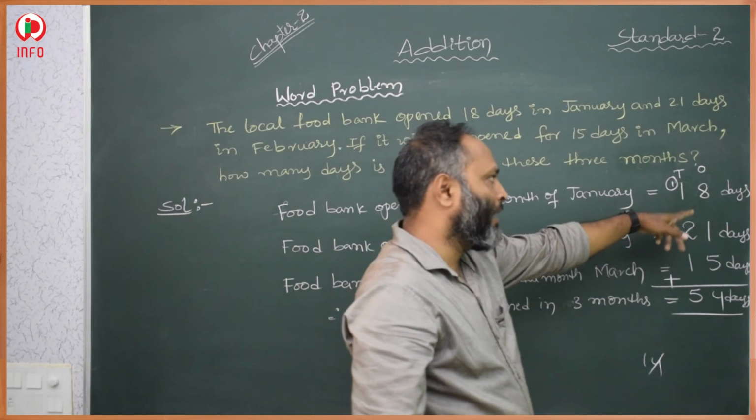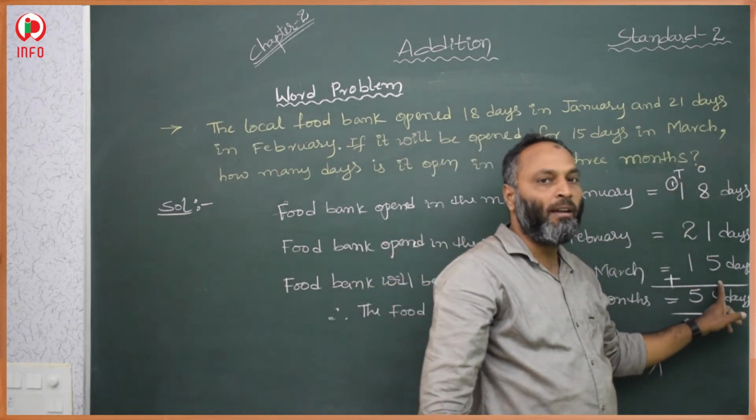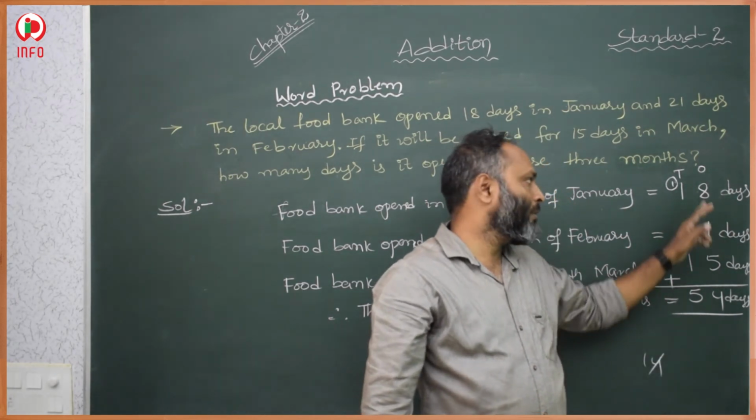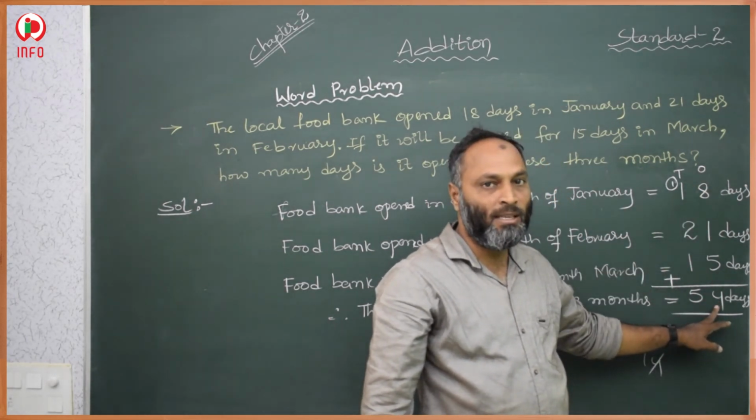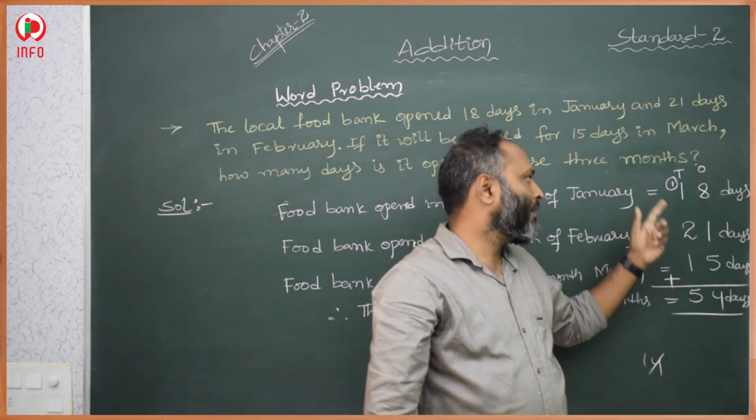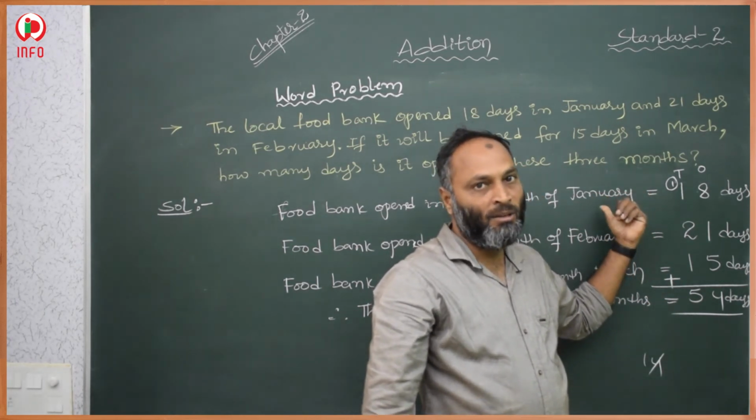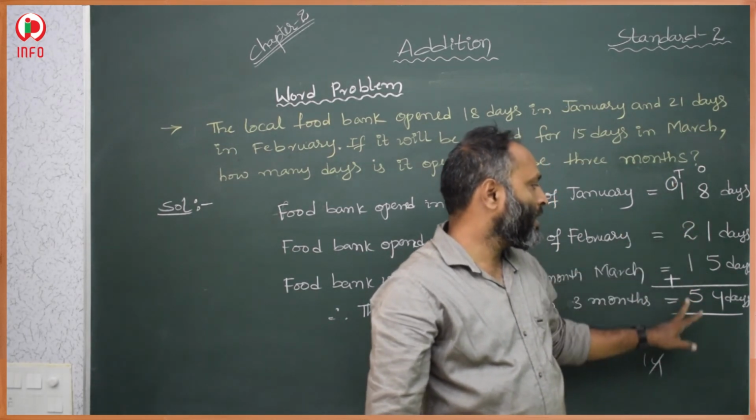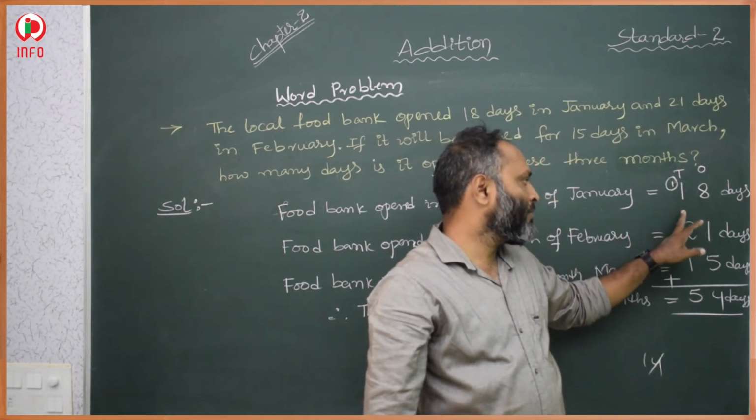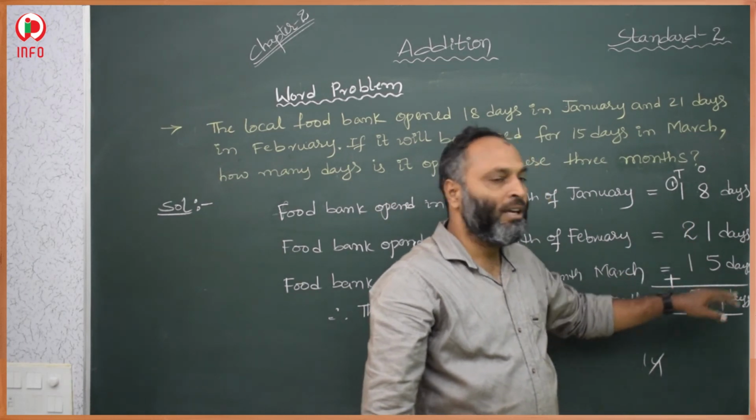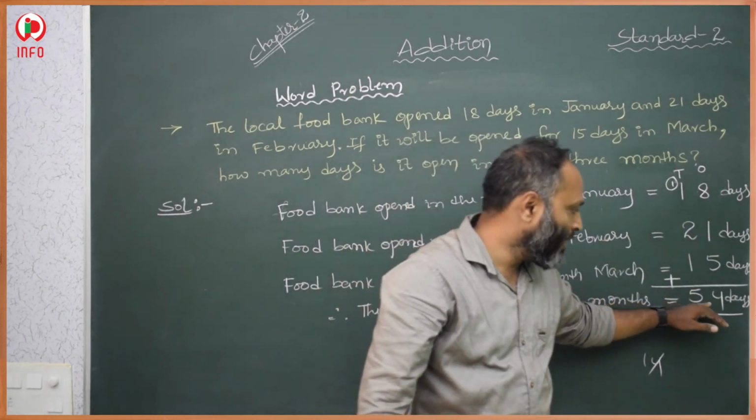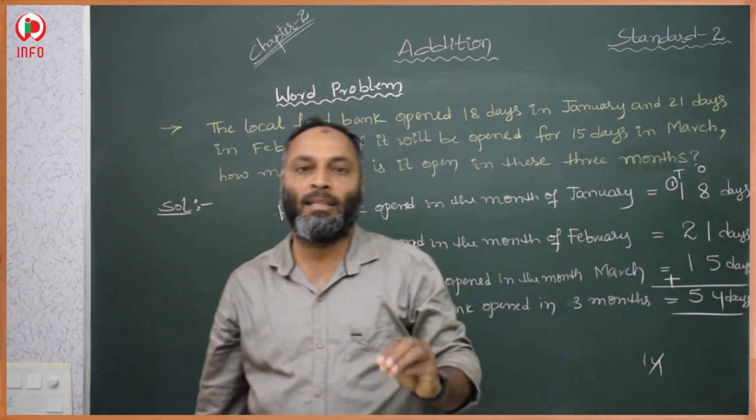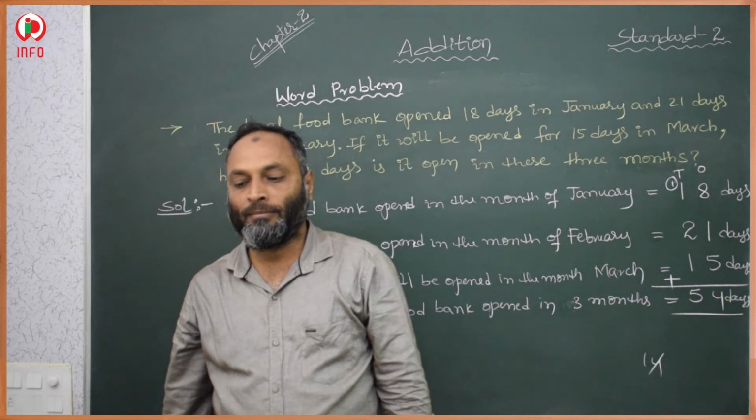Whenever you are going to add, first we add the ones place values. If a double digit number comes, we keep the ones place exactly below the ones place, and the tens place exactly next to it. Then we add all these digits: 1 plus 1, 2, 2 plus 2, 4, 4 plus 1, 5. This is our final answer. This many days the food bank opened in these 3 months. This is our solution.